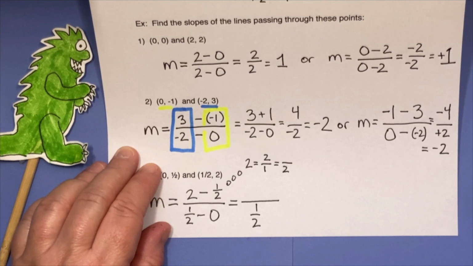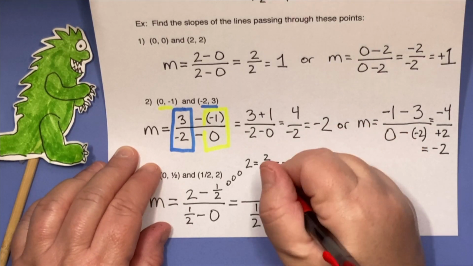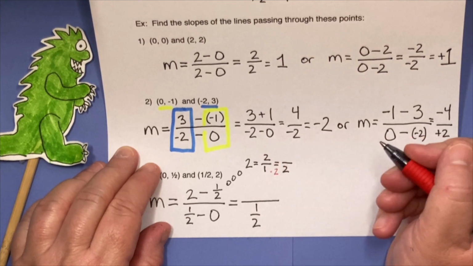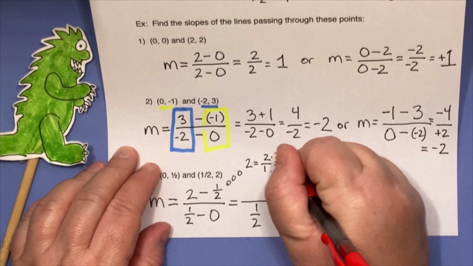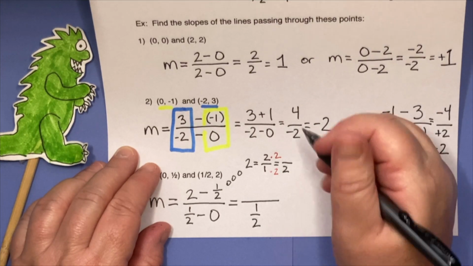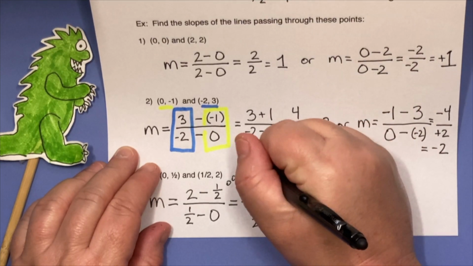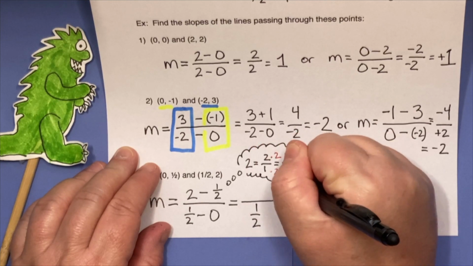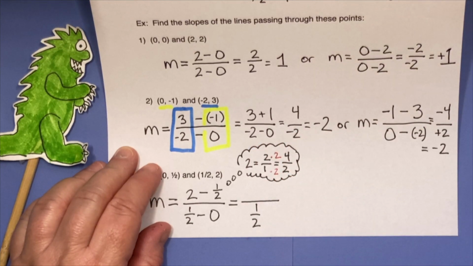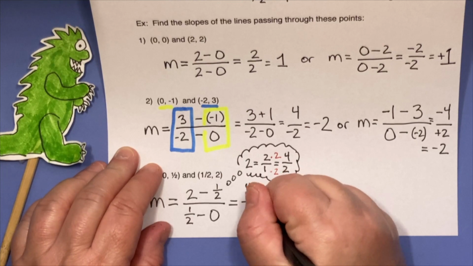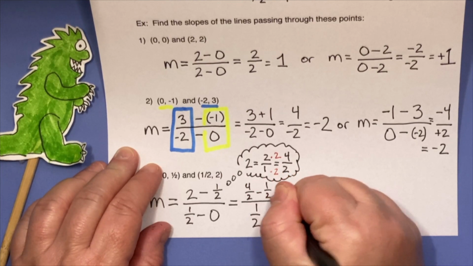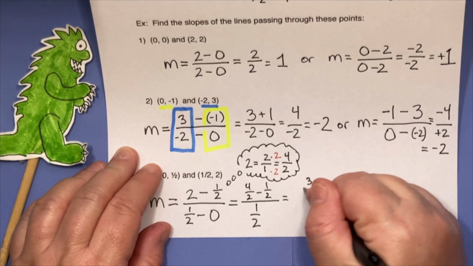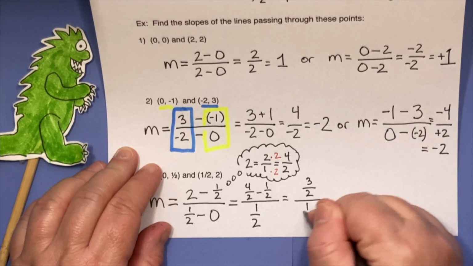And let me see if I have my red pen of destiny. So to get from 2 over 1 to halves, I multiply the bottom by 2, and I'm going to multiply on top by 2. So I'm going to get 4 halves. So I can convert the number 2 to 4 halves, and then I've got 4 halves minus 1/2. Right? So that's going to be 3 halves all over 1/2.